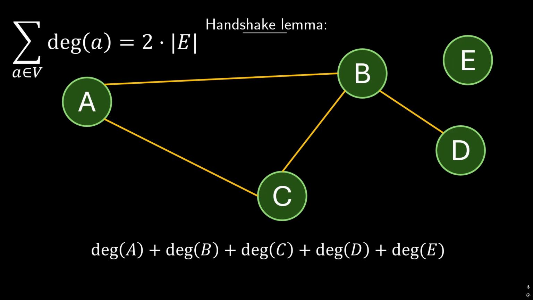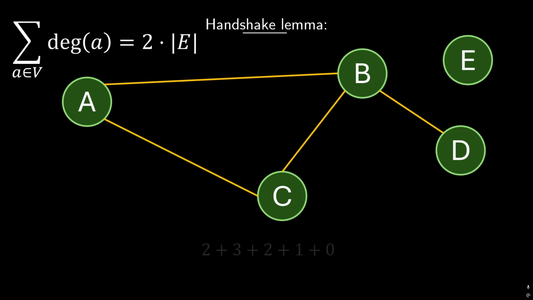Right? So the degree of A is 2, the degree of C is 2, the degree of B is 3, the degree of D is 1, and the degree of E is 0. Okay, so the degree of A is 2, B is 3, C is 2, D is 1, E is 0. Now if you whip out your calculator, you might realize that this sum actually adds up to 8.